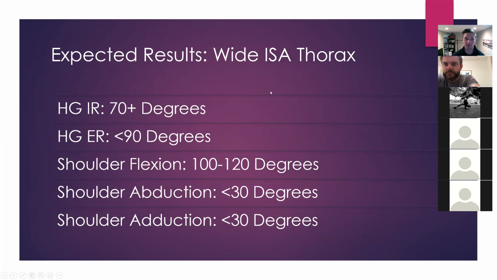Within a wide ISA thorax, what you would expect to see is full HG IR. I've never seen that really, but this is what you would expect to see because everyone has compensated. I've never worked with one person that hasn't compensated. HG ER should be less than 90 degrees. Shoulder flexion should be 100 to 120. Abduction is going to be limited, so is adduction. So if you see this in a wide, you know that they're probably relatively primary.